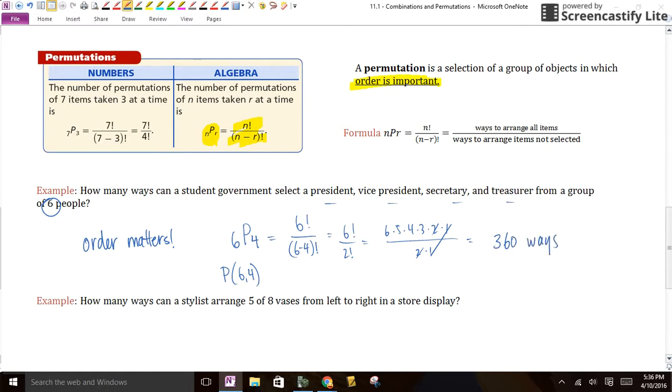Now I know that's probably blowing your mind. You're like, wait, really? There's only 6 people and you want to pick 4? You could do that 360 ways? Yeah, if order matters. If order matters, that's the way to do it.